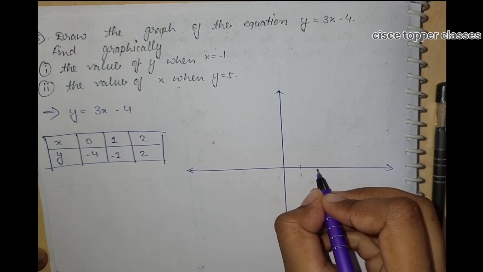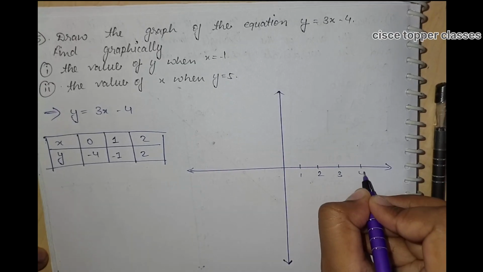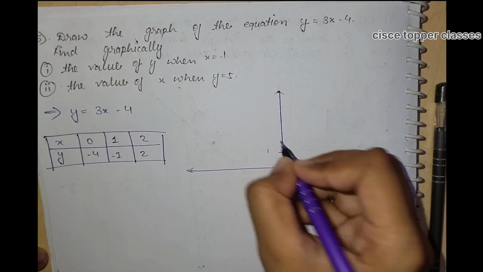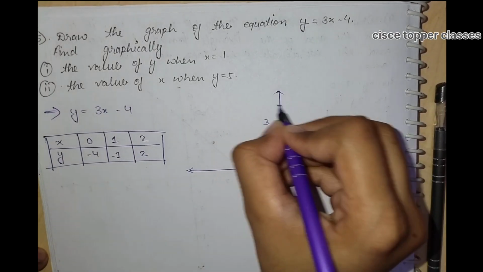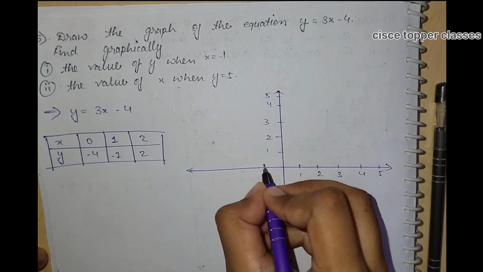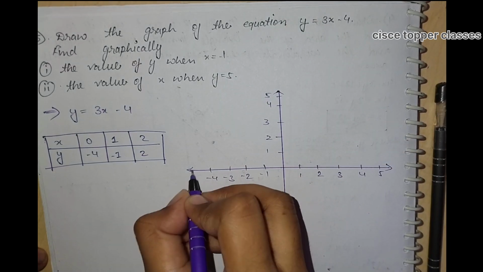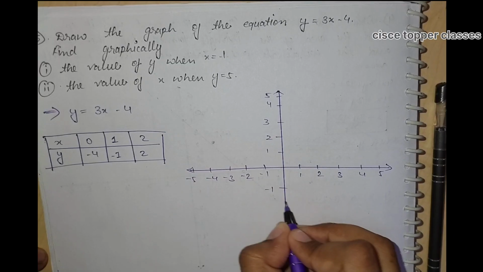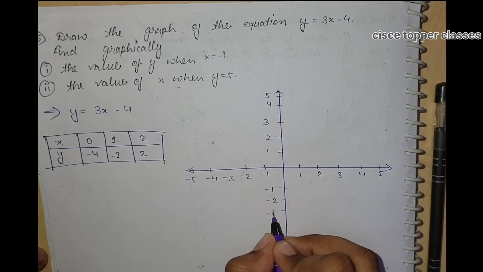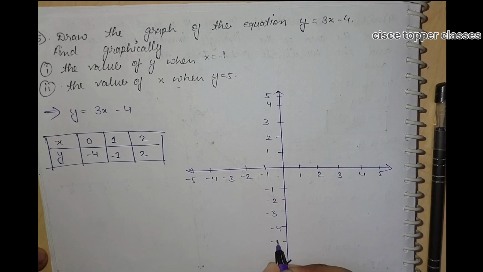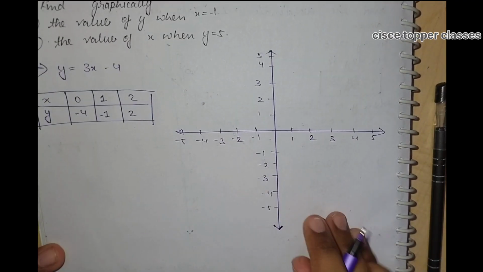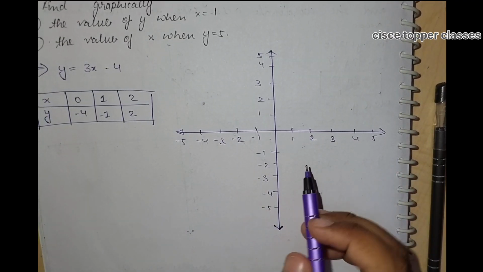Then this will be 1, 2, 3, 4, 5 here. Here also 1, 2, 3, 4, 5. Here is the negative side of the x-axis, so this will be minus 1, minus 2, minus 3, minus 4, minus 5. Negative y-axis: minus 1, minus 2, minus 3, minus 4, minus 5. We are drawing this graph here. You can draw this on graph paper also.